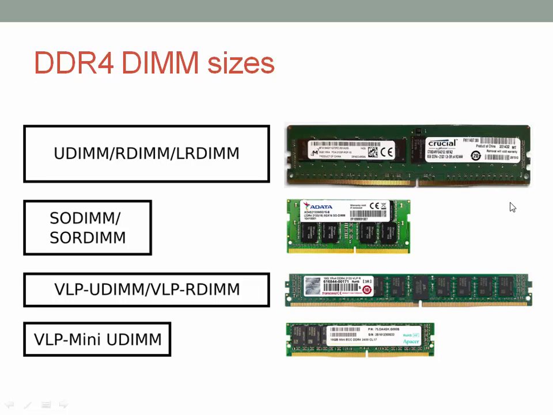Categorizing it in terms of sizes, there are mainly four types. The UDIMM, which we saw, is the biggest one, and then there is SODIMM, which is small outline DIMM, used in laptops or wherever it has to sit flat on the board. And then there are VLP DIMMs, which are very low profile DIMMs. These are used in blade servers. And then there are mini DIMMs, which are mainly used in embedded applications.